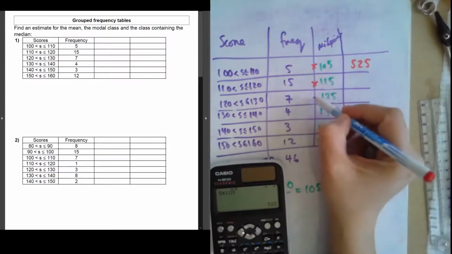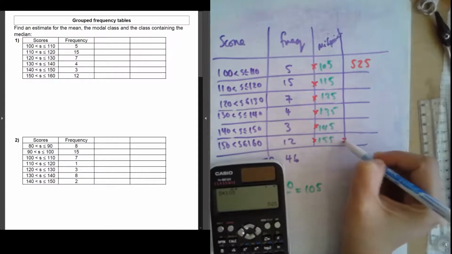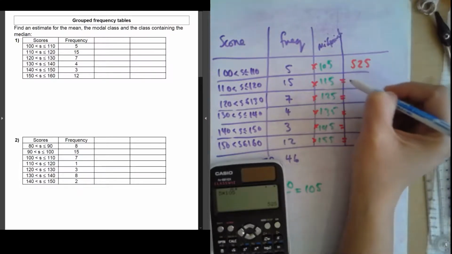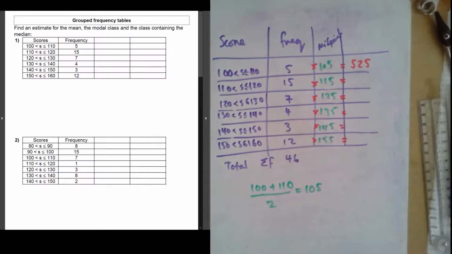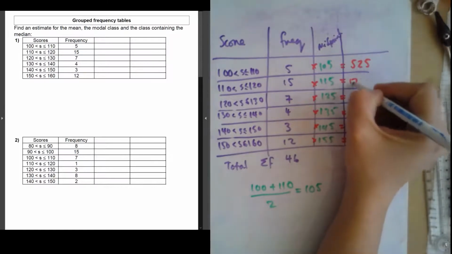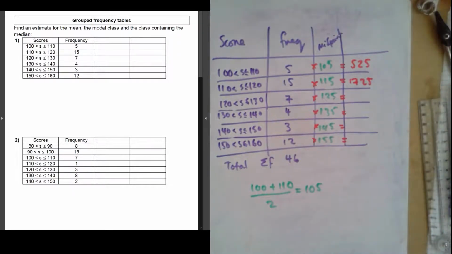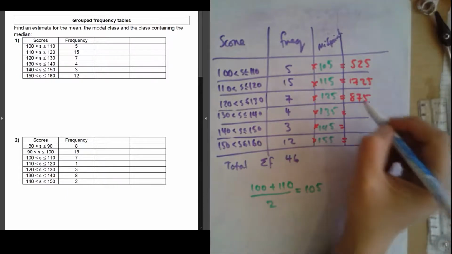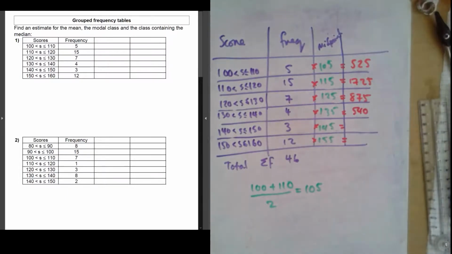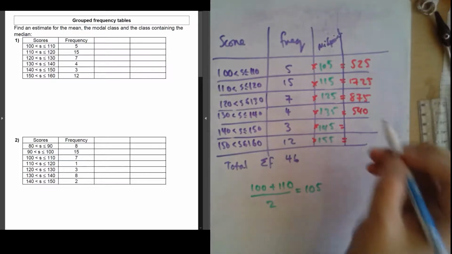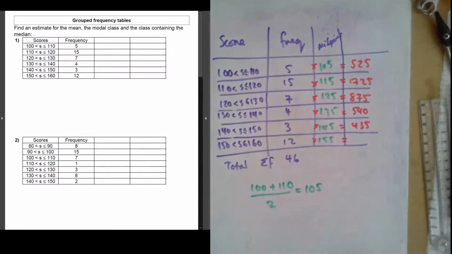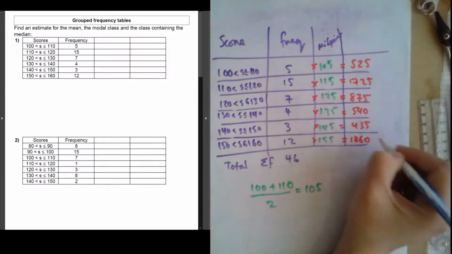So you're doing exactly the same as you did yesterday, where you essentially just multiply each of them. Okay, so for the next one, you are doing 15 times 115, which is 1725. Then it is 7 times 125, which is 875. You've then got 4 times 135, which is 540. You've got 3 times 145, which is 435. And you have 12 times 155, which is 1860.